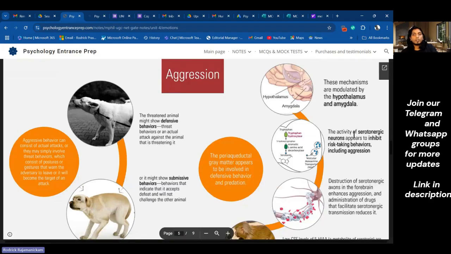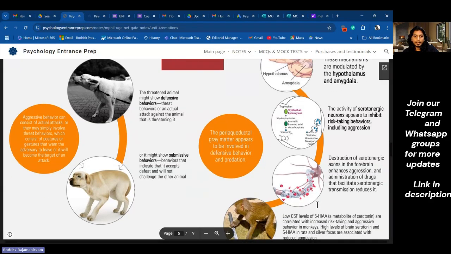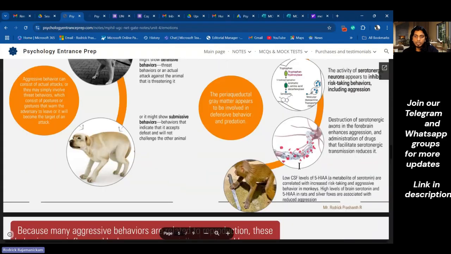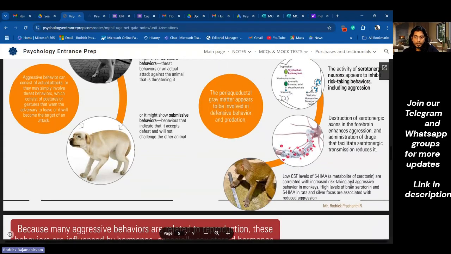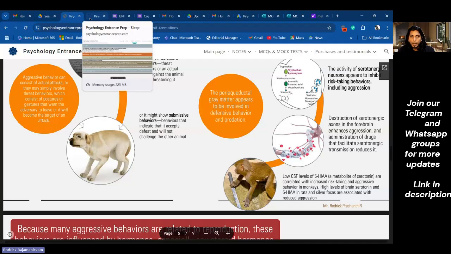So activity of serotonergic neurons does inhibit risk-taking behaviors, including aggression. Any destruction of the serotonergic axons leads to low levels of aggression, and then it increases risk-taking behaviors. This is seen in monkeys also, where low CSF levels of 5-HIAA, which is a metabolite of serotonin, are present. Monkeys were more likely to be risk-taking and aggressive. It was also found in rats and other mammals.